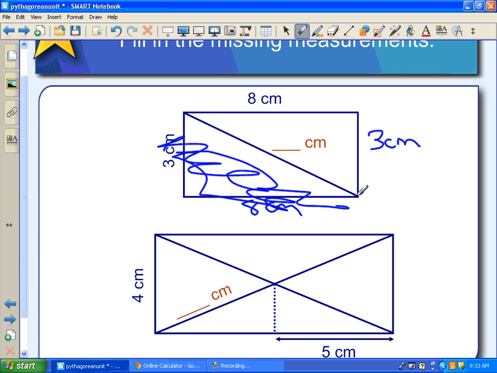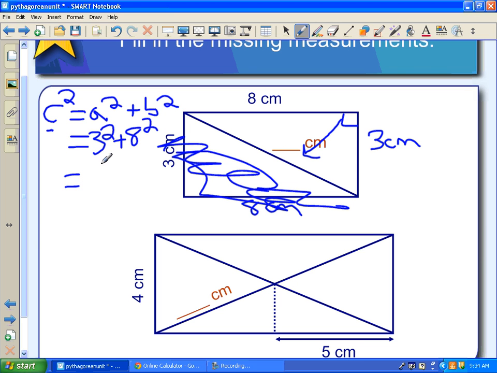I'm trying to find the distance from one corner of my rectangle to the other corner. So we know this is a right angle, so we can use our formula for Pythagorean's theorem, which is c squared equals a squared plus b squared. So where's our c squared? Ooh, we don't know it. So we're going to have to leave that as c squared. Where's our side here, a and b? Well, that's going to be 3 squared plus 8 squared.